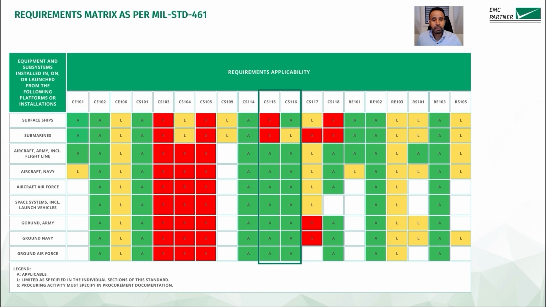Let's take, for example, the CE106 test. This test is specific to antenna interfaces, which means it is only limited to equipment that also has an antenna interface. Red S, or S, is only tested if it's explicitly specified in the specification documentation.